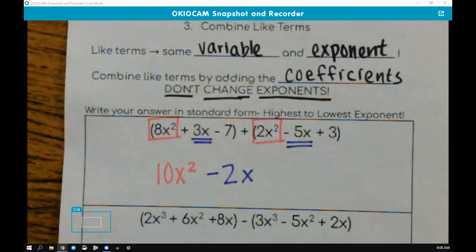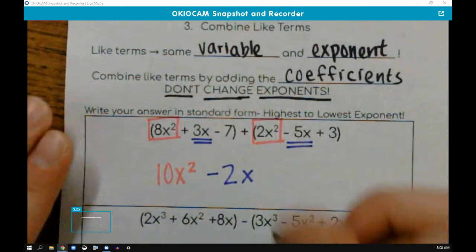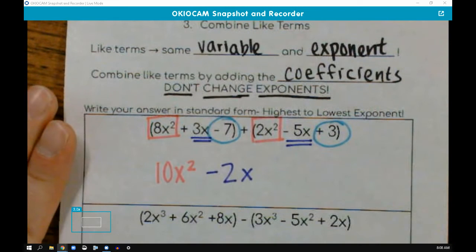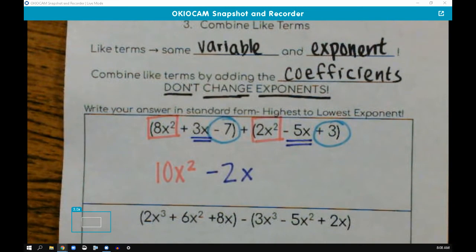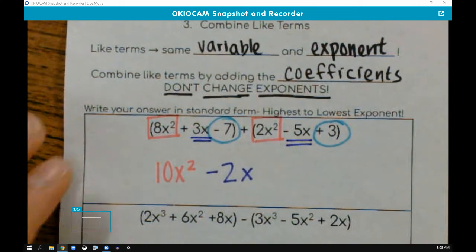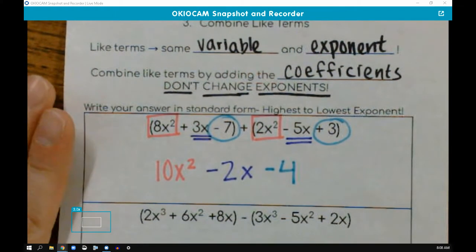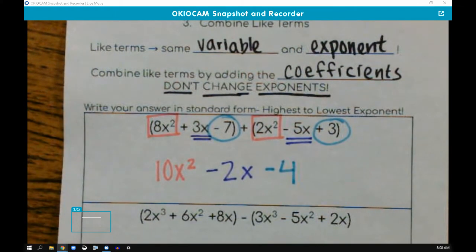Okay, and then our last one, we have our constants, which are the numbers by themselves. So we've got negative 7 and positive 3. Negative 7 plus 3 is negative 4. So for this one, it's really just a combining like terms problem.